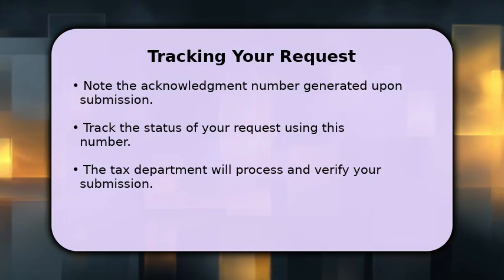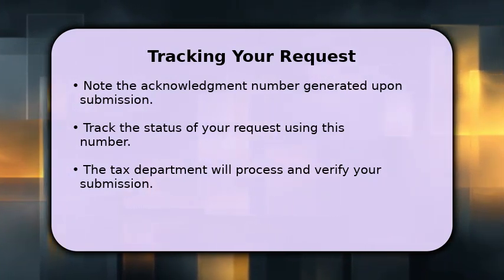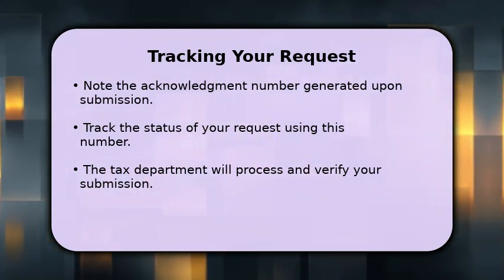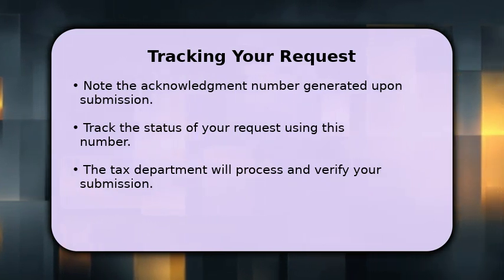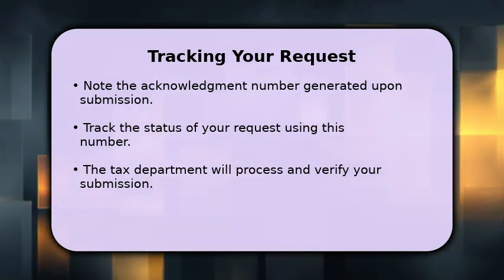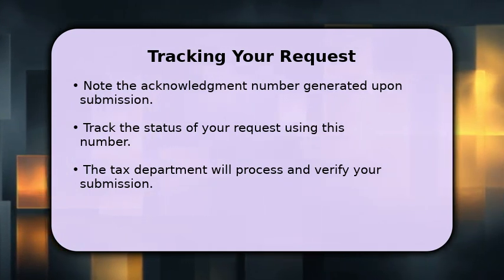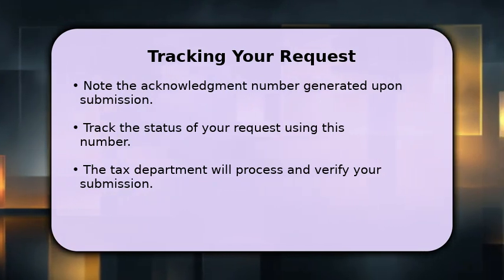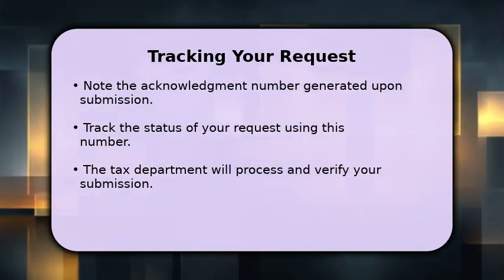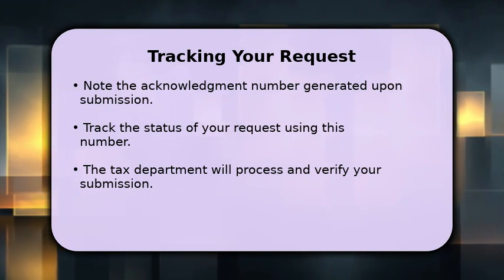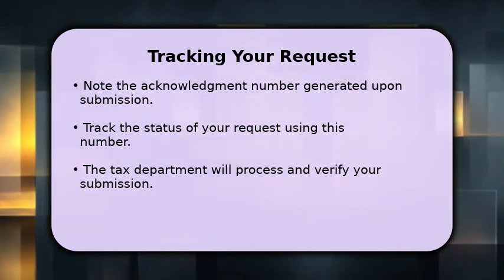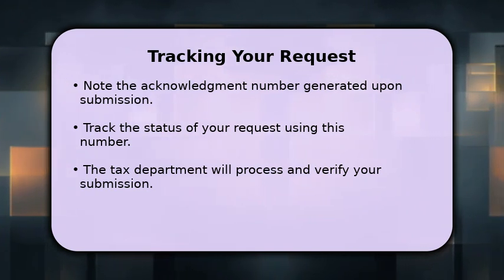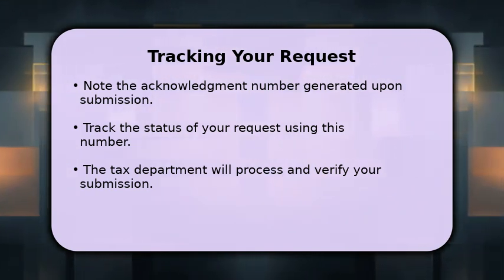After successfully submitting your rectification request, an acknowledgement number will be generated. Make sure to save this number, as it's your key to tracking the status of your application. You can typically monitor its progress through the same tax portal. The tax department will then review and verify the information and documents you've provided. You can generally expect a resolution within a specified timeframe, often around 60 working days, after which your tax records should be updated.